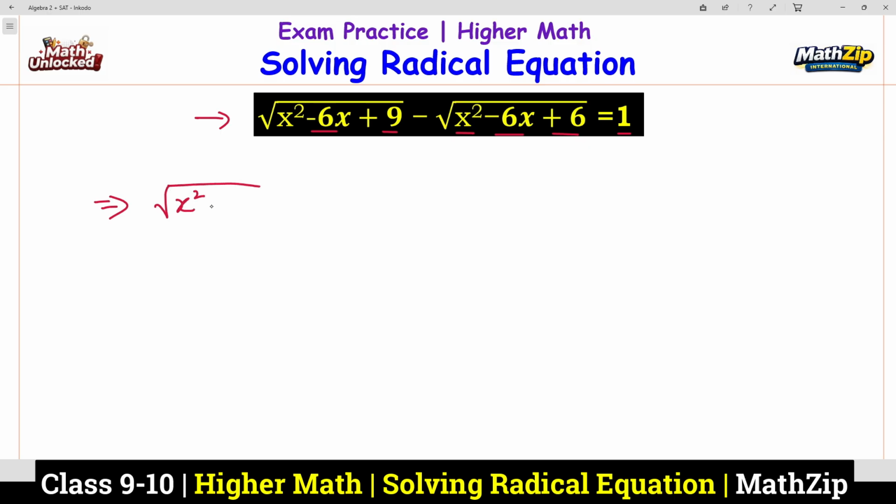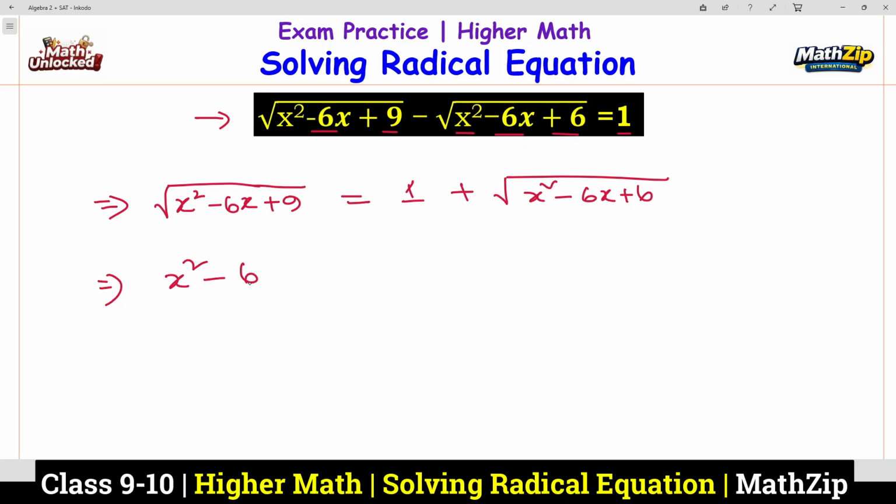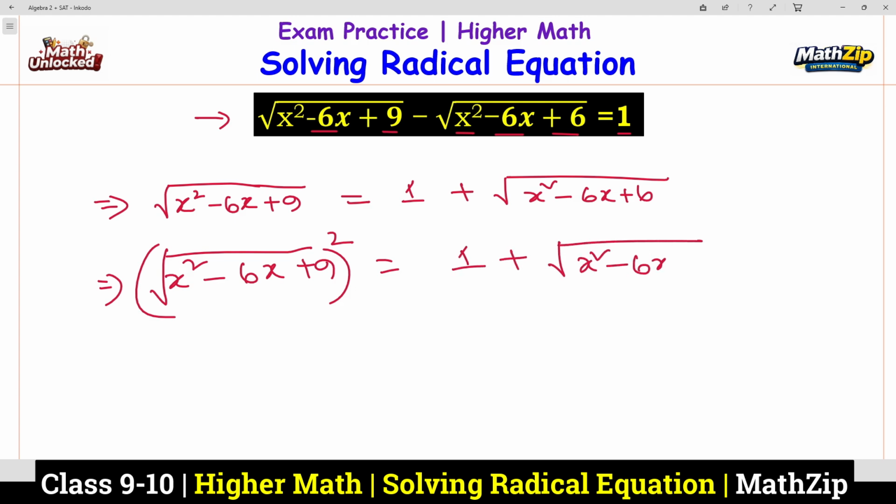Root over x square minus 6x plus 9. We are adding root x square minus 6x plus 6 to both sides. It means 1 plus root x square minus 6x plus 6. Now we are squaring both sides. It means root over x square minus 6x plus 9 whole square, and here is also 1 plus root x square minus 6x plus 6 whole square.